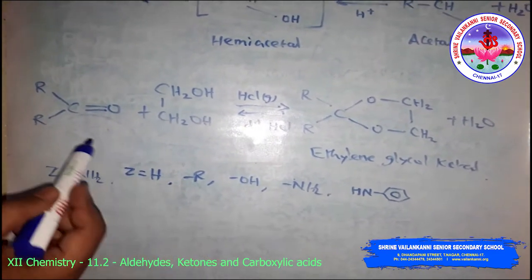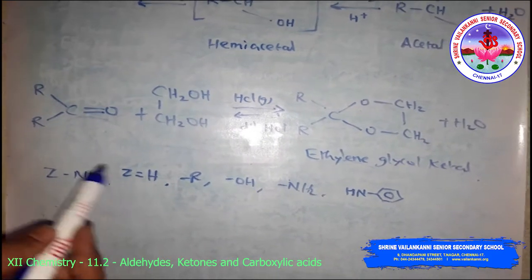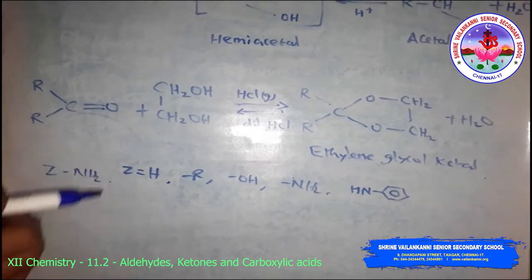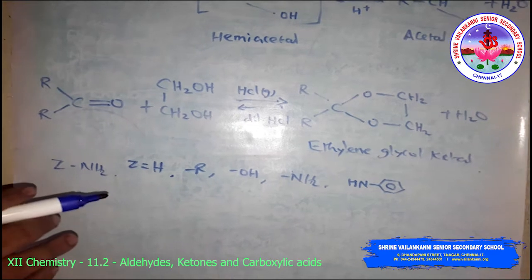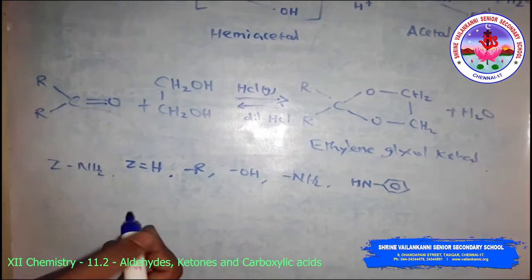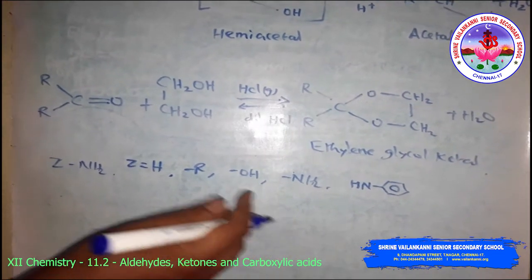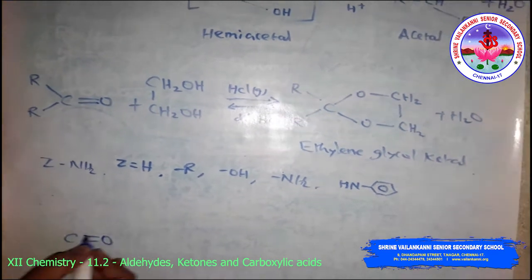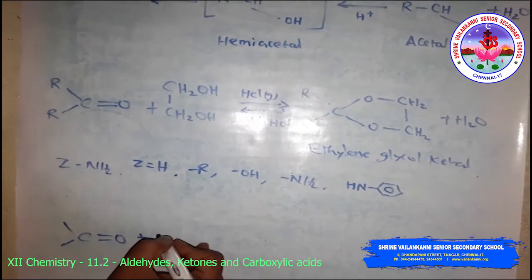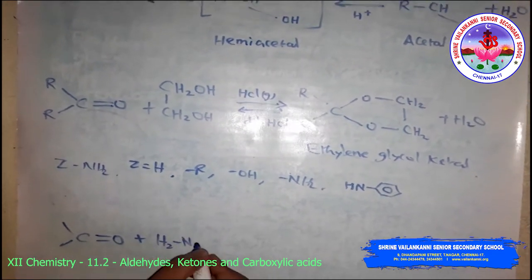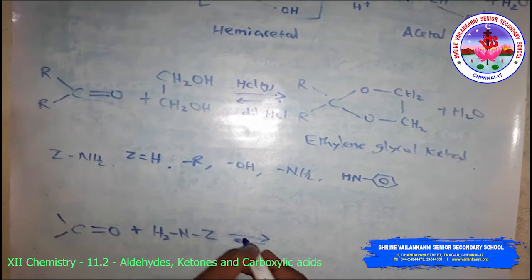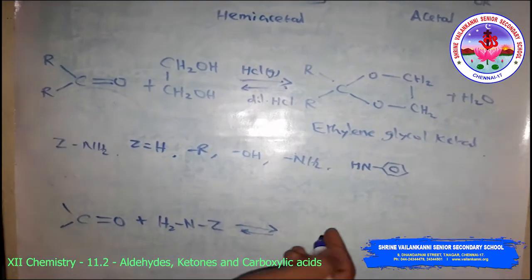When these compounds add to the carbonyl group of aldehydes and ketones, the reaction is reversible and catalyzed by acid. The equilibrium favors product formation due to the rapid dehydration of the intermediate to form C double bond N Z. I will show the reaction here. C double bond O, the carbonyl compound, reacts with H2N-Z. This is the reagent.